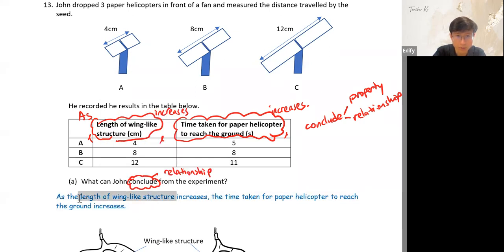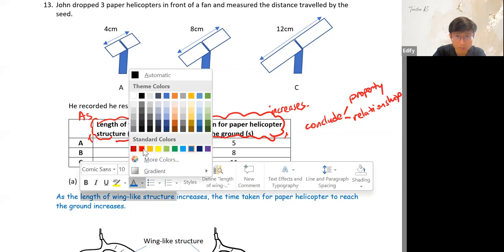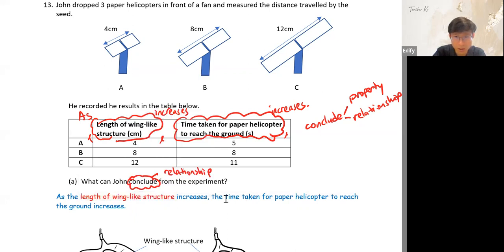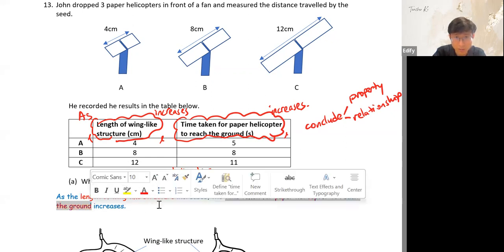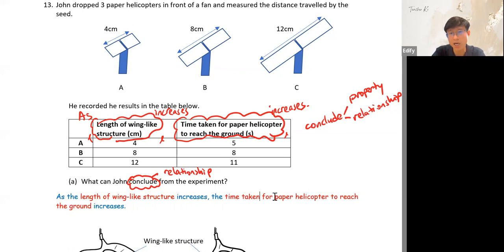This is from the table. Okay, and the time taken for helicopter to reach the ground also is from the table. Some people only write out the time taken increases, did not say that it's for the paper helicopter to reach the ground. You should say that.